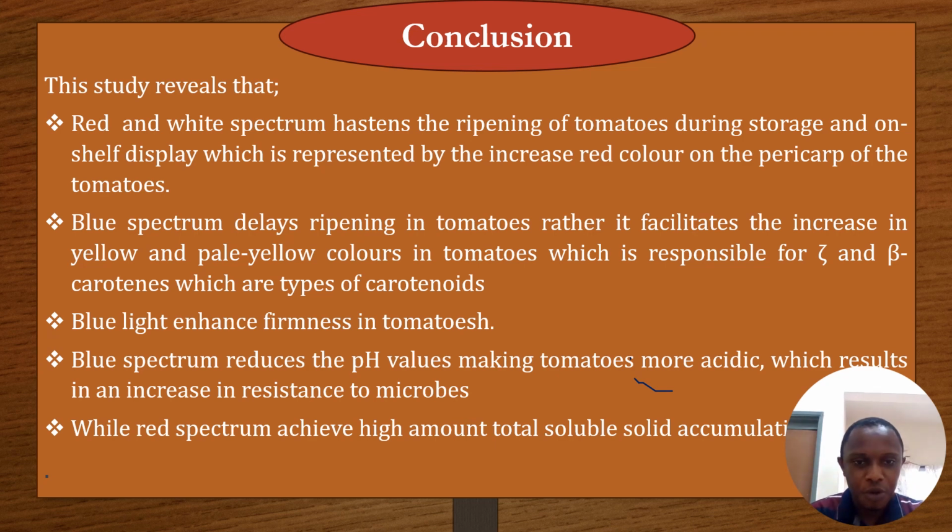In conclusion, red and white spectrum hasten the ripening of tomatoes during storage and on shelf display. Blue spectrum delays ripening in tomatoes. Rather, it facilitates the increase in yellow and pale yellow color in tomatoes. Blue spectrum also enhances the firmness of tomatoes. It also reduces the pH value, making tomatoes more acidic and offering tomato high resistance to microbial infestation, while the red spectrum enhances sugar accumulation in tomatoes.